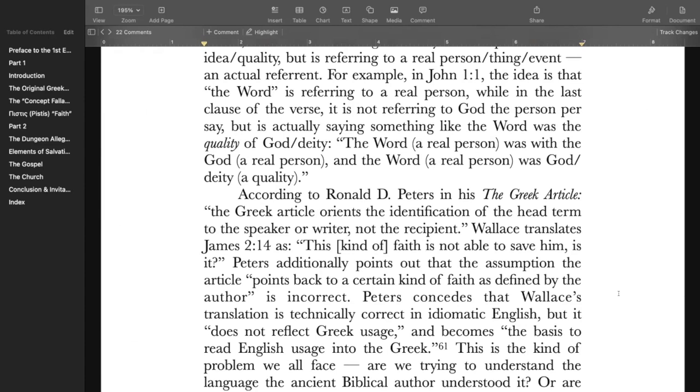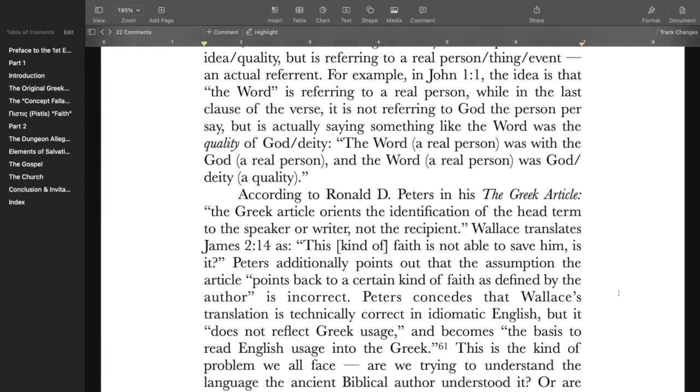Again, let me be clear, because people always take things the wrong way on our channel. I'm not doing this to criticize Wallace. Okay, Wallace is a great grammarian. He's absolutely wonderful, absolutely brilliant. His book is absolutely an authoritative scholarly source on grammar. However, there are some cases where it seems like there's some concept fallacy at play in some parts of the translation there. And I think that Ronald Peters does a good job of explaining the Greek article and pointing out some of this problem.